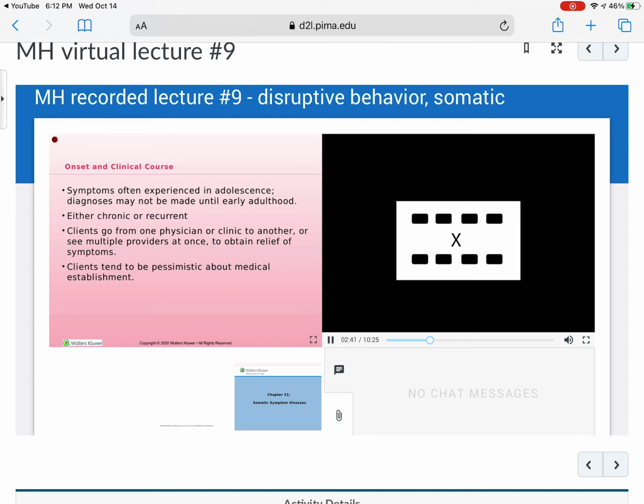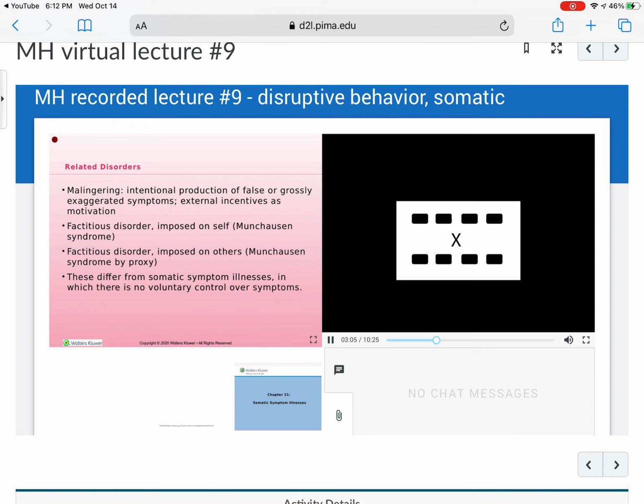They oftentimes tend to be pessimistic about the medical establishment. It kind of resembles hypochondriasis, where they feel that no matter what, there's always a medical error that is misdiagnosing them, that the tests aren't accurate, that maybe we ran the test on the wrong patient, and so forth.